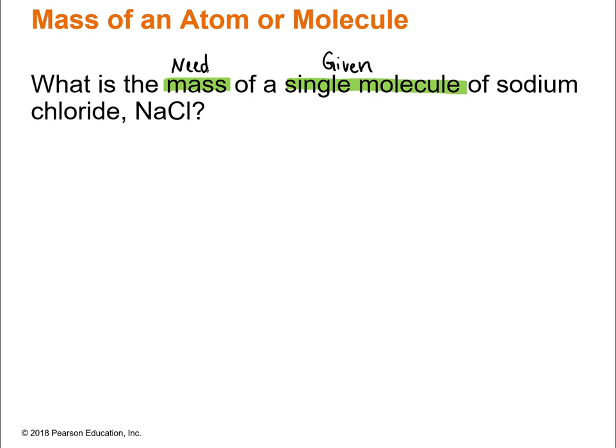A single molecule is one. It may look silly to have one molecule, but you can absolutely figure out the mass of a single molecule using the same exact method that we've been using. I'll walk it through so that you can see how to do it, but it's the same thing. You're just going to end up with a mass that's really, really small. And that makes sense because one molecule is not a whole lot.